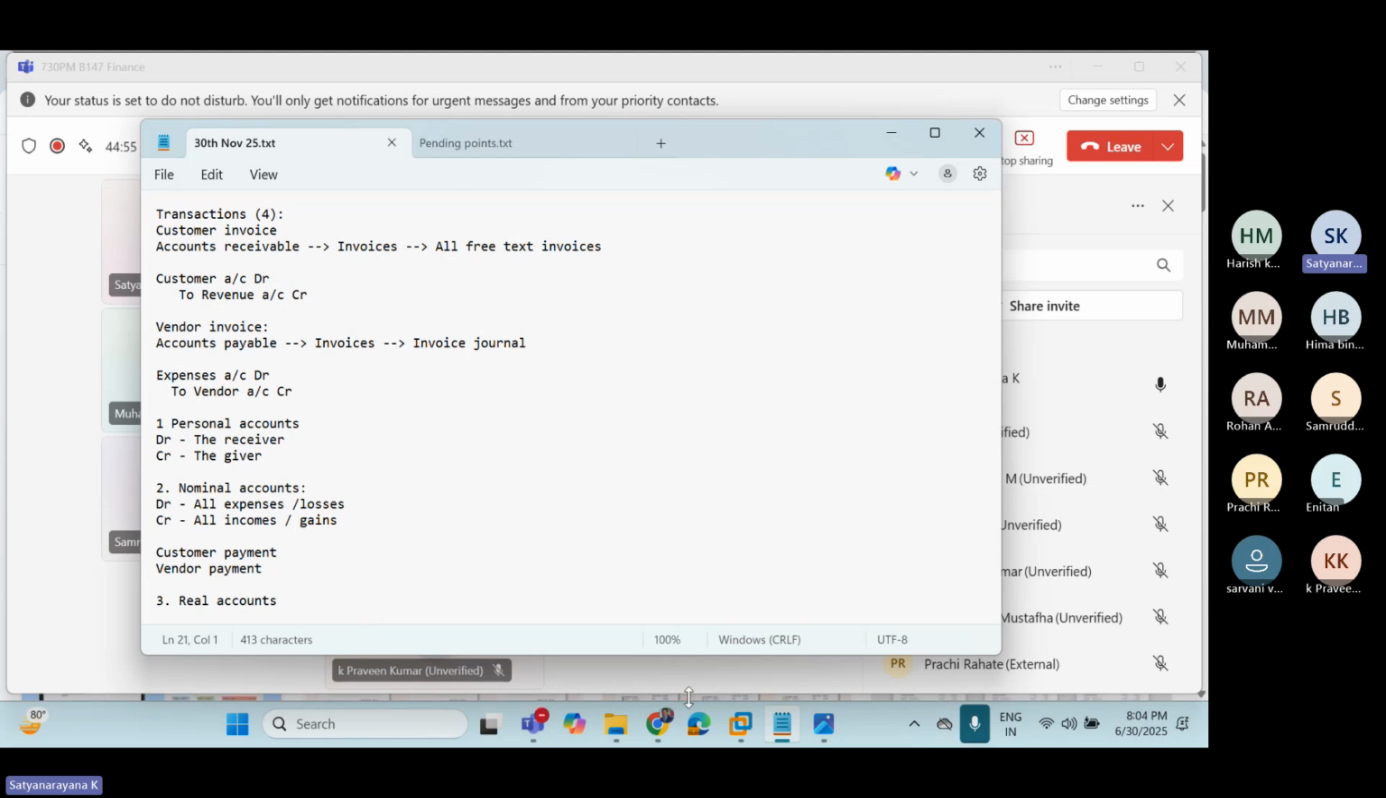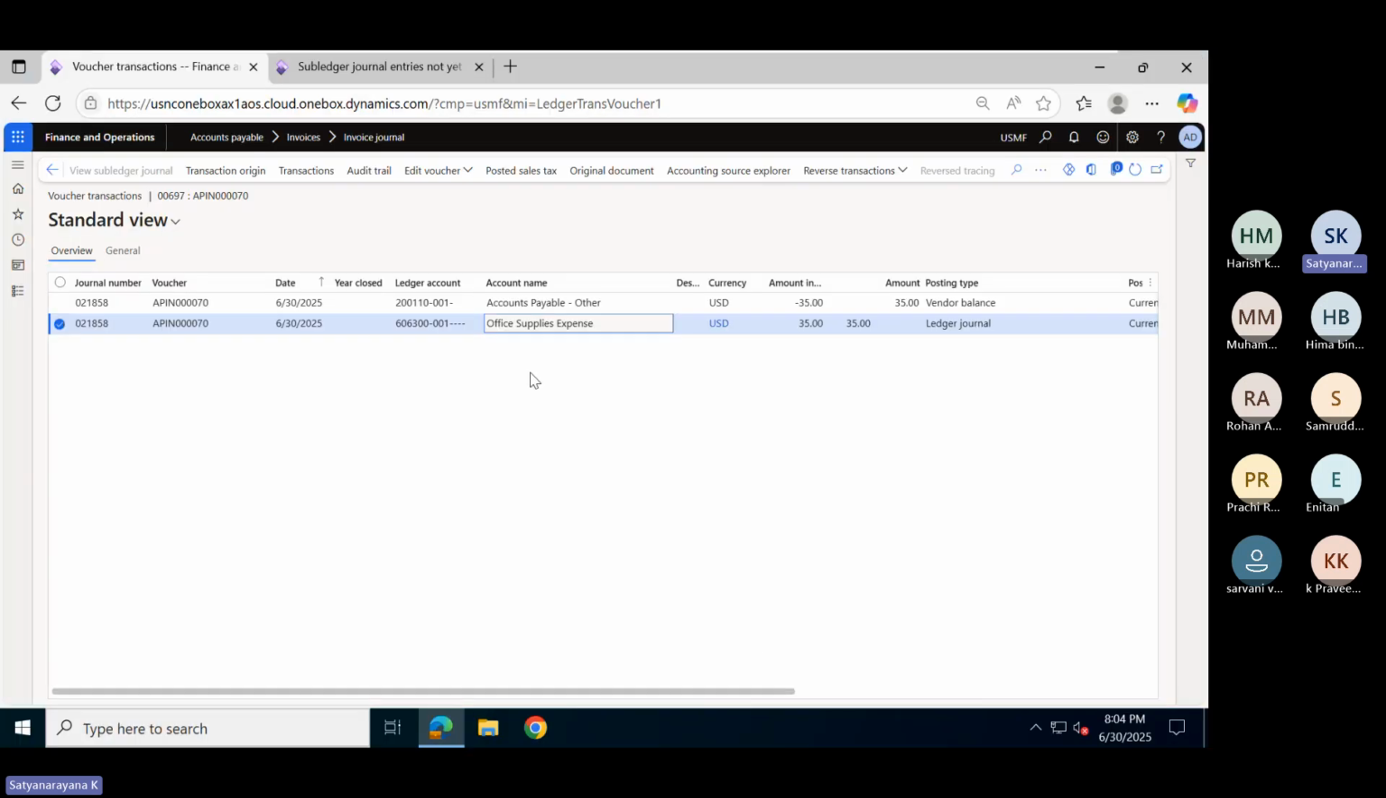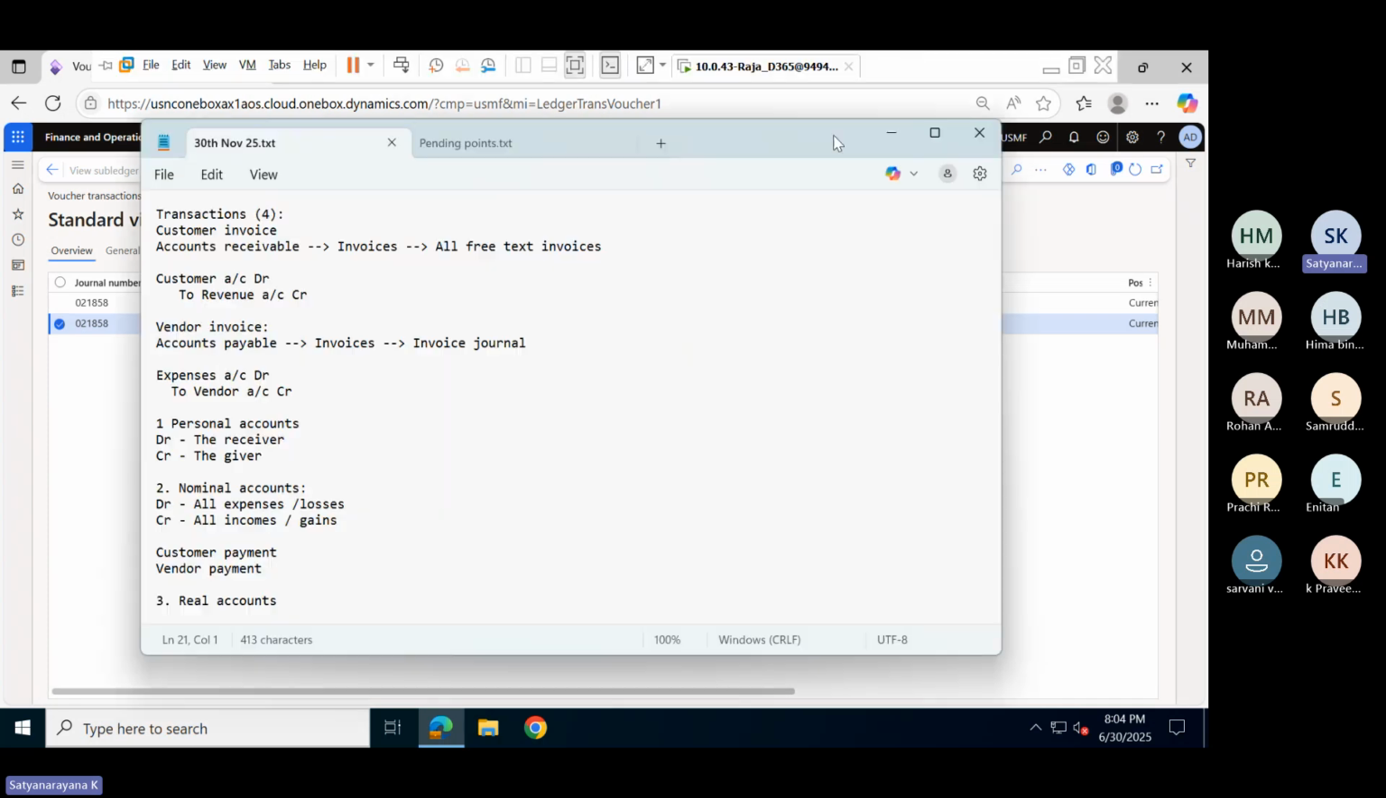But screens may be changed. This application screen may be changed, but the rule will not be changed. Okay, I hope you understood. I will repeat the session later once again.